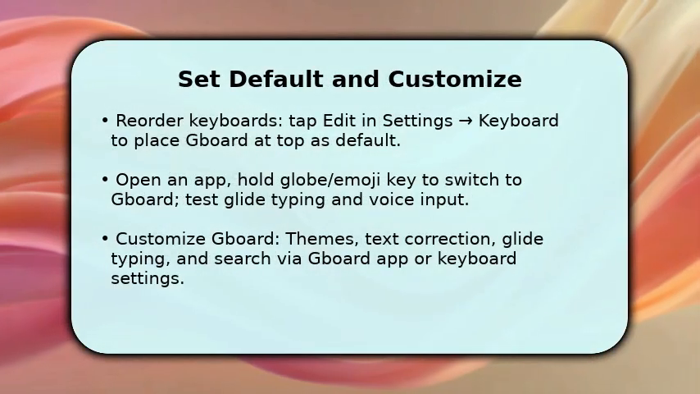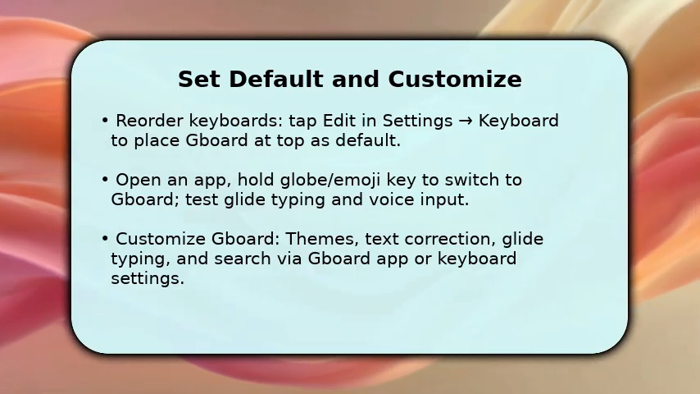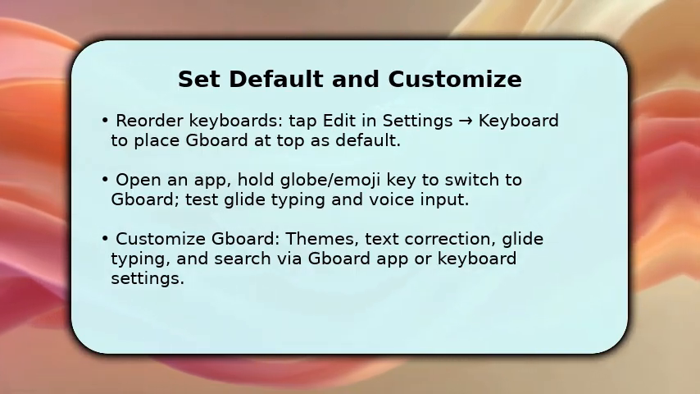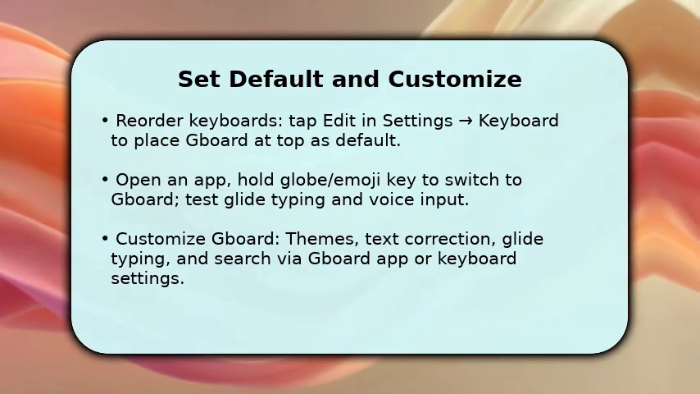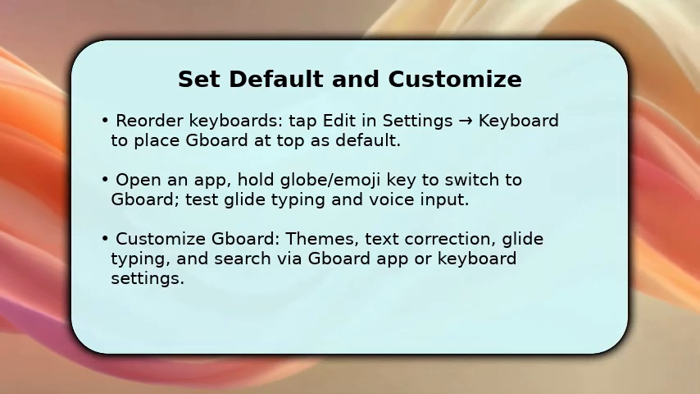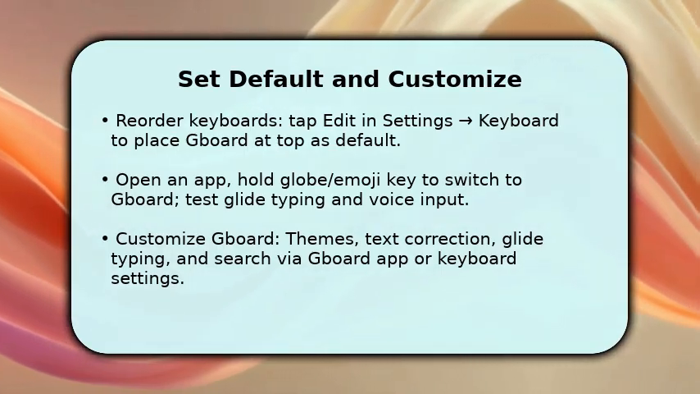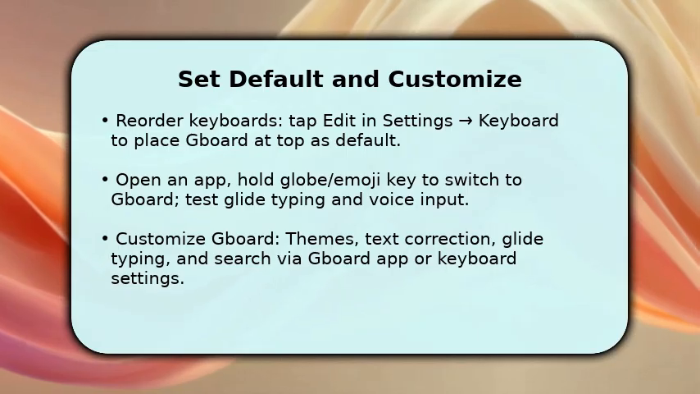Once Gboard is added, make it easy to access by moving it to the top of your keyboard list in Settings, Keyboard, Edit. That makes it the default when you tap a text field. Open any app, then long press the globe or emoji key to choose Gboard and try glide typing or voice dictation to see how they speed input.